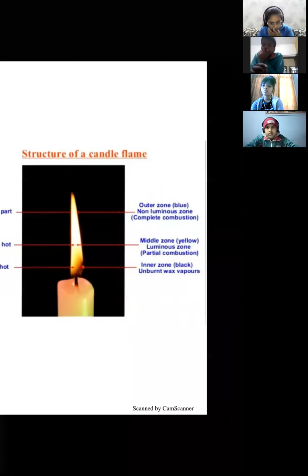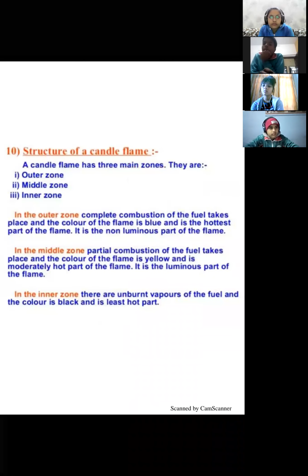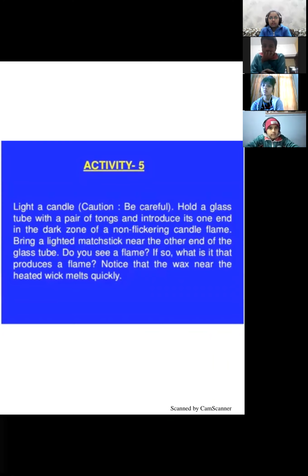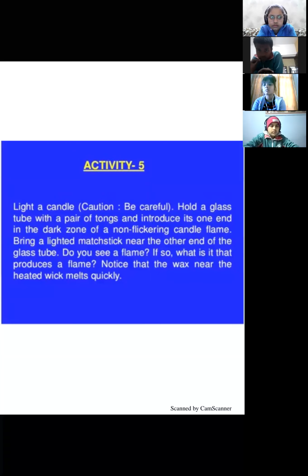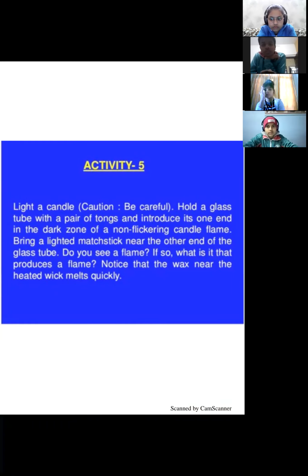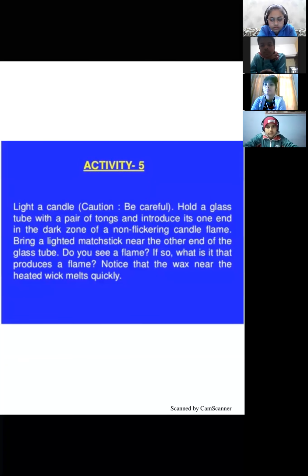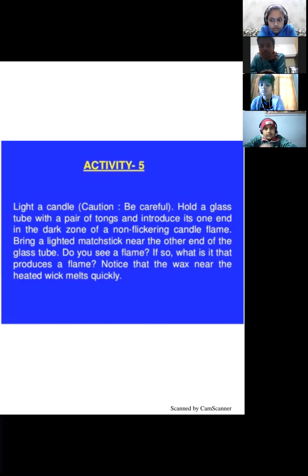Now moving on to certain activities, as we have already discussed. The very first, we are checking whether any substance which vaporizes produces flame or not. We need to take a lighted candle and a glass tube. Arrange it in such a way that one end is introduced to the flame and the other end is on the outer side. Hold it with a pair of tongs.